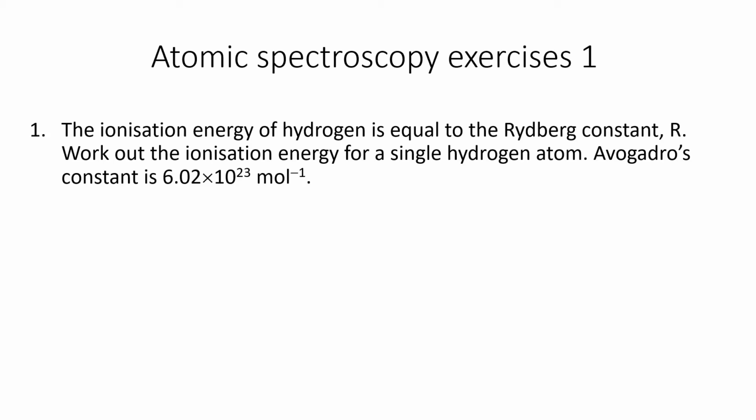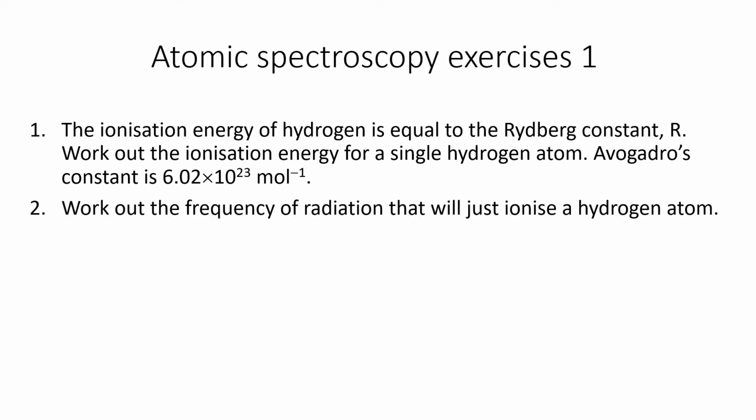Now there are some exercises to think about. So you might like to stop the video at various places and have a think about it. This first question relates to the fact that the Rydberg constant is the ionization energy for hydrogen. So that was 1312 kilojoules per mole. And the question here is, what would be the ionization energy for a single atom? So it's really converting between a molar quantity and a single atom, which is going to require Avogadro's constant. So that should hopefully be fairly straightforward.